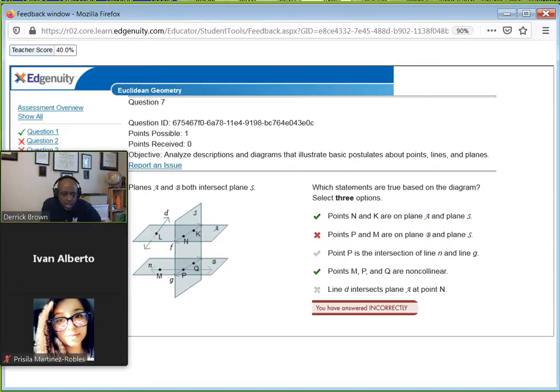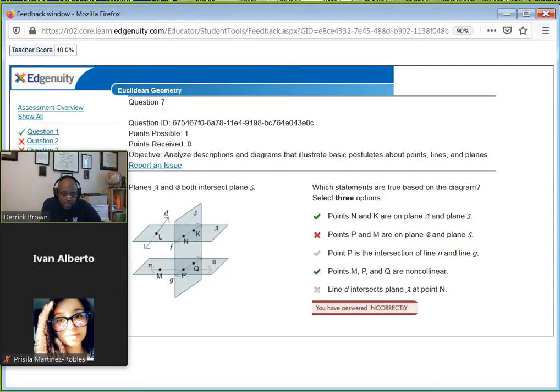Okay, N and K, yes, are on plane A and plane S. I believe that. P and M. Yeah, I see that P and M are on plane B, but they're not both part of plane S. Now, do you see that? Yeah, they're not both part of plane S.